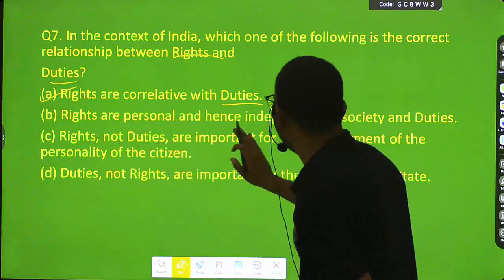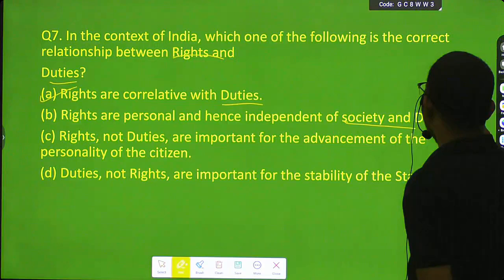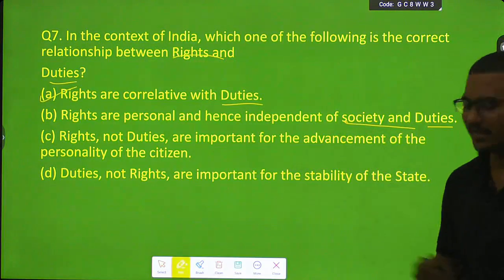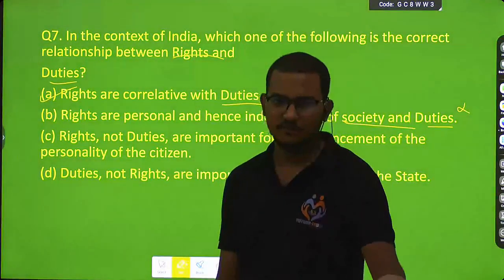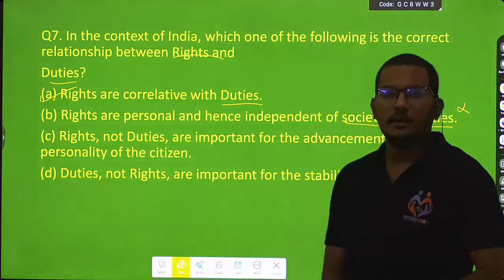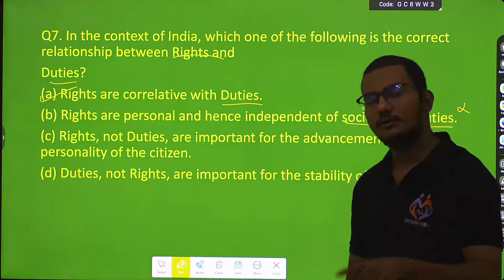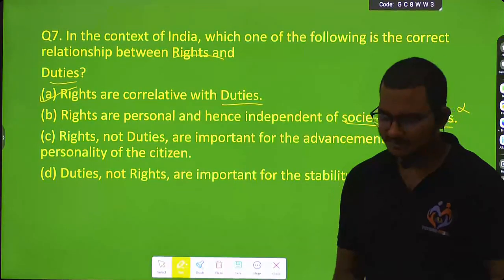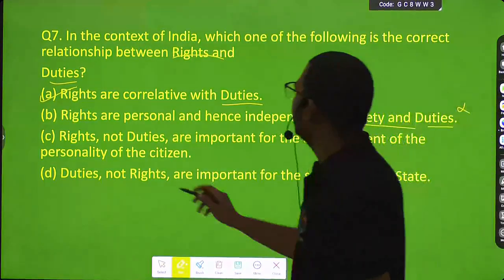Rights are personal and hence independent of society and duties. No, this is wrong. Even rights and duties both are personal. For example, we have the 11th duty, which was added by the 86th Constitutional Amendment Act 2002, which says to provide educational opportunities to your children or ward between 6 to 14 years. This is an individual duty, a kind of collective duty. So this is wrong.